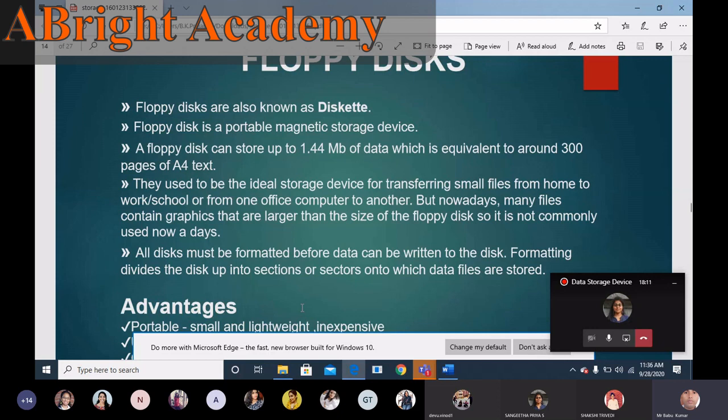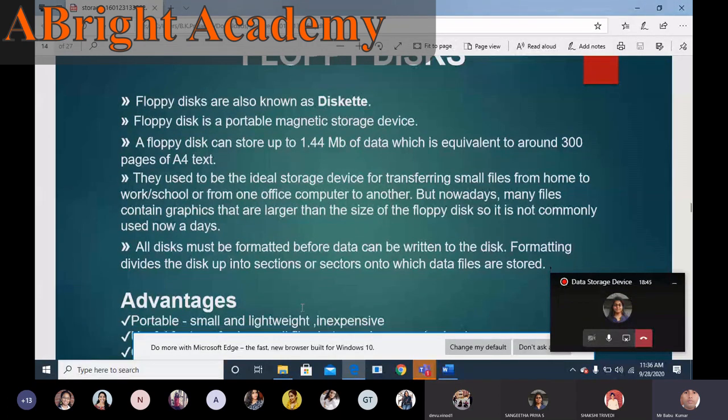They used to be the ideal storage device for transferring small files from home to work, school, or from one office computer to another. But nowadays, many files contain graphics that are larger than the size of a floppy disk, so it is not commonly used. All disks must be formatted before data can be written to the disk. Formatting divides the disk up into sections or sectors onto which data files are stored.